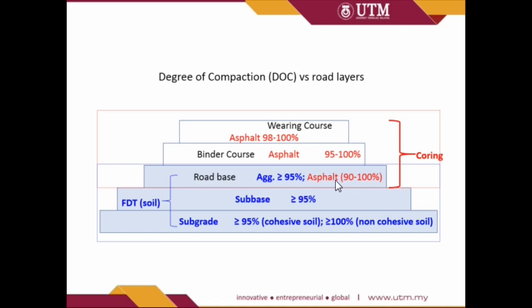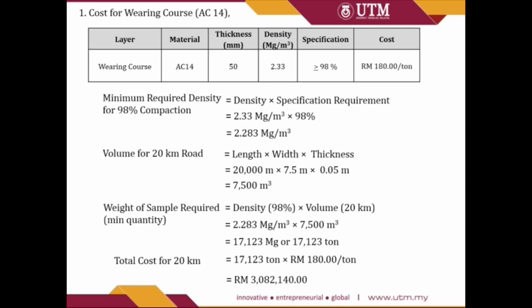For the bound layers highlighted in red, made of asphalt, the minimum compaction level for binder course and wearing course is 95% and 98% respectively of Marshall density. These are determined using the coring method. In this exercise, we will calculate for all layers. Let's start with the first layer from the top.